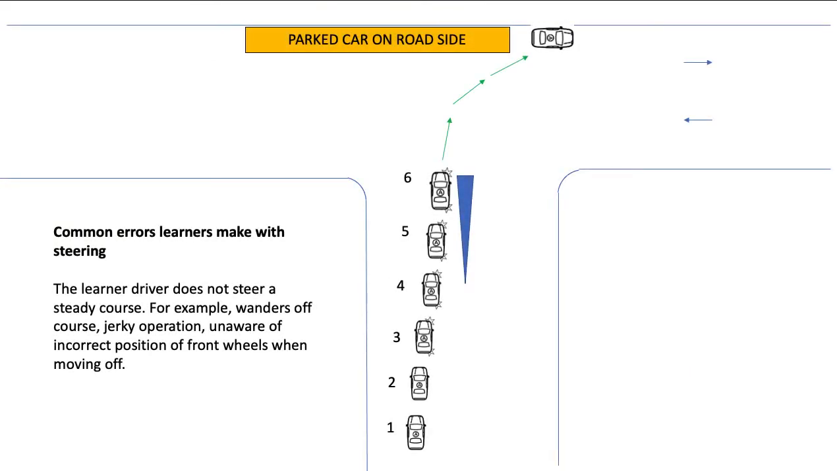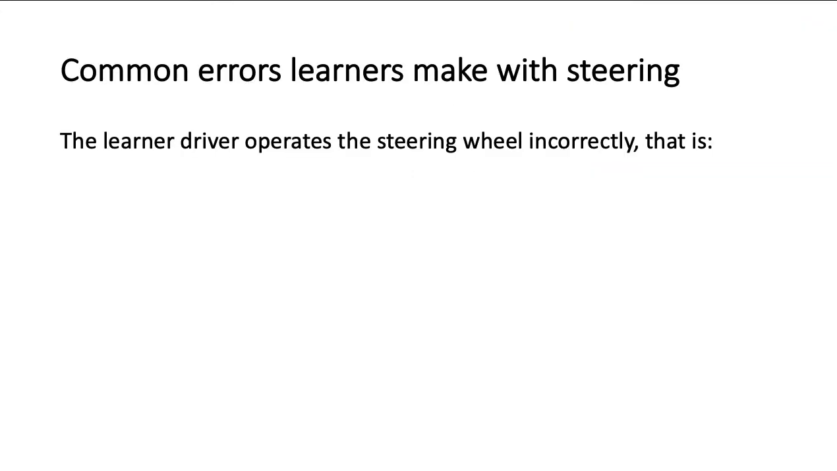More common errors. We can see in this diagram that we've got the learner driver taking a right turn, and if the learner driver does not steer a steady course, for example, wanders off the course, jerky operation, unaware of incorrect position of front wheels when moving off, they could slam into that car parked on the other side of the road. More common errors made with steering.